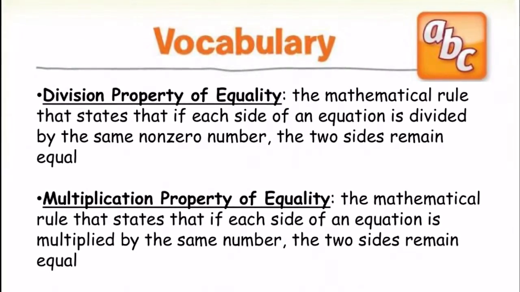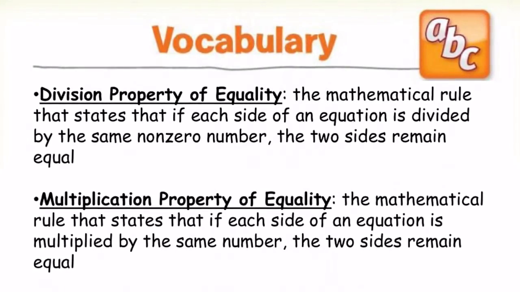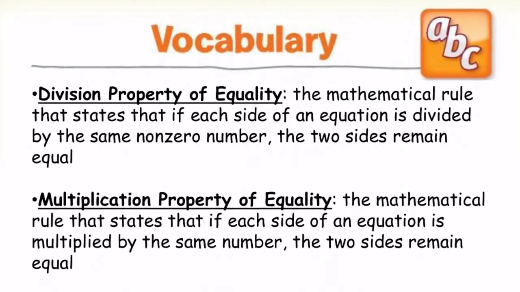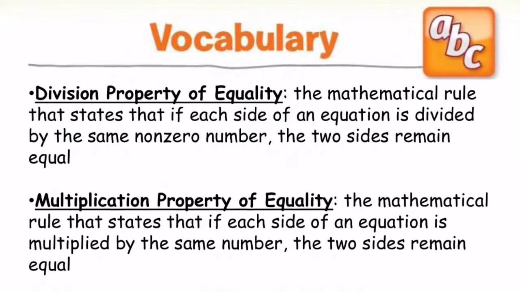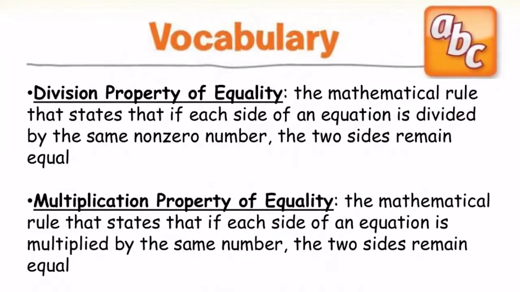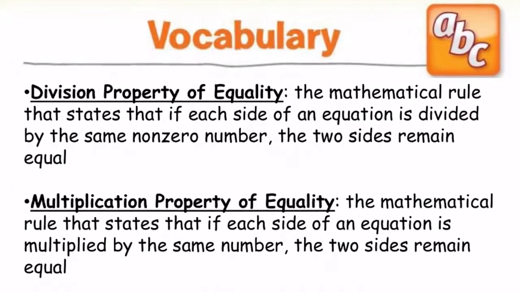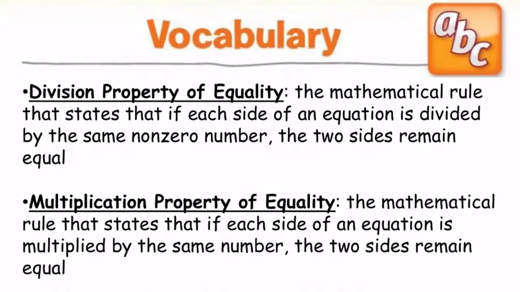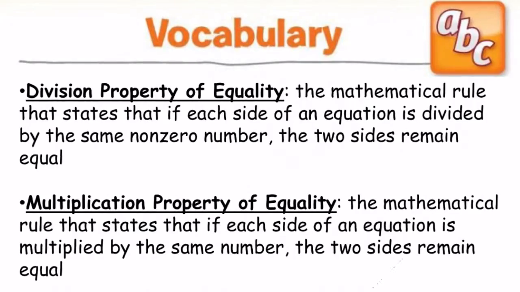The first one is the division property of equality. It pretty much states that if you're going to be dividing on one side of a problem, you would have to do the same to the other. Or in multiplication, if you're going to multiply something on the left side of an equation, you have to do the same to the other side. It's all about having balance, hence the word equality in these terms.